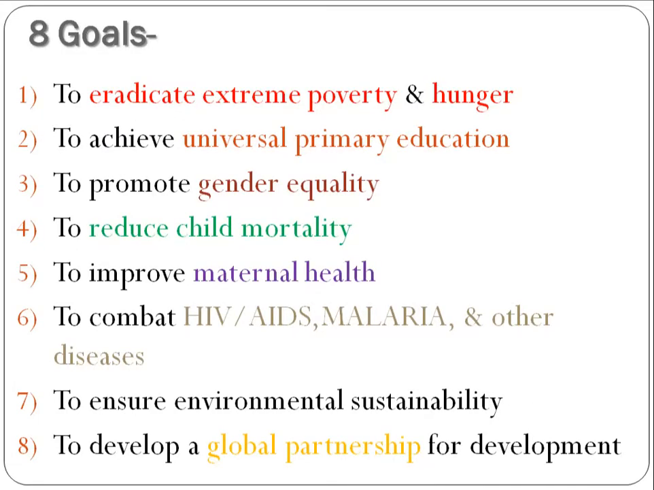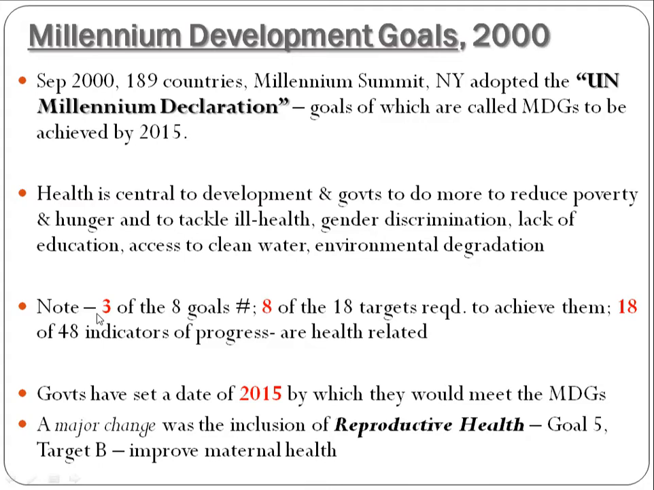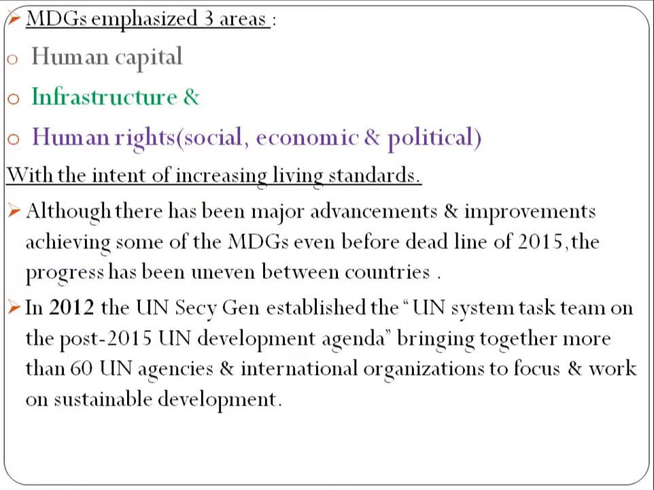These are the 8 goals. You can read them in the book, but I'll just quickly go through them. Eradicate extreme poverty and hunger, achieve universal primary education, gender equality, reduce child mortality, improve maternal health, combat HIV/AIDS, malaria, and various other diseases. Now we could add COVID to it. Then ensure environmental sustainability and develop a global partnership for development. Well, they are all important words, policy matters, but you just remember that there were 8 goals, of which 3 were health-oriented. MDGs emphasize 3 areas: human resources, infrastructure, and human rights.